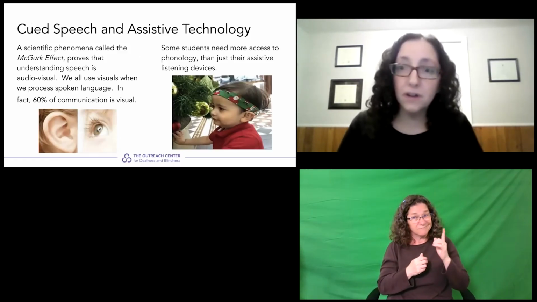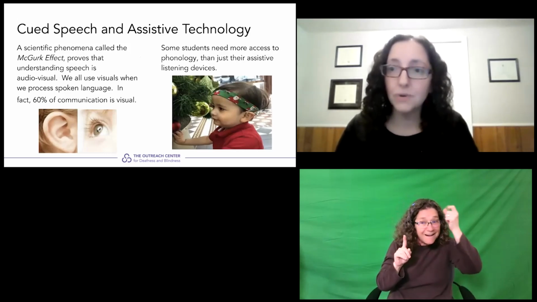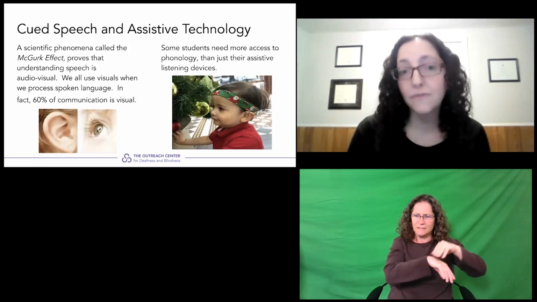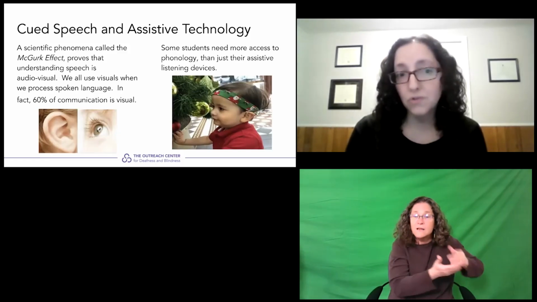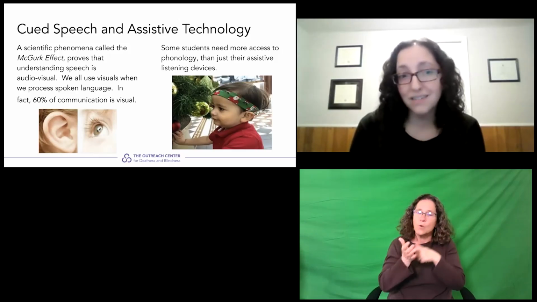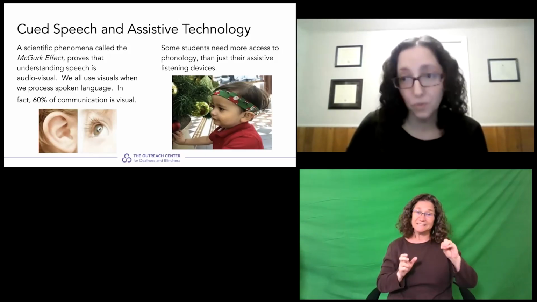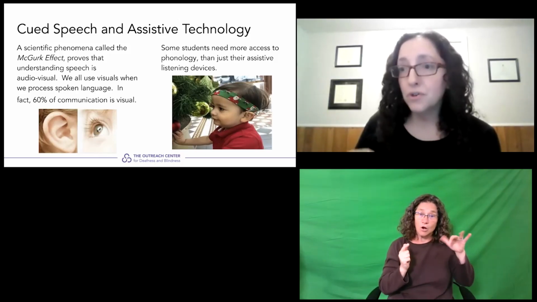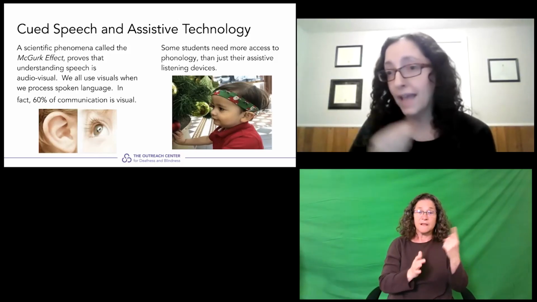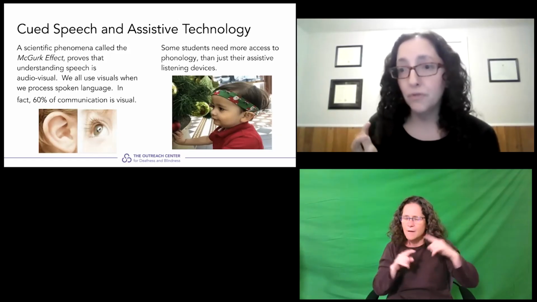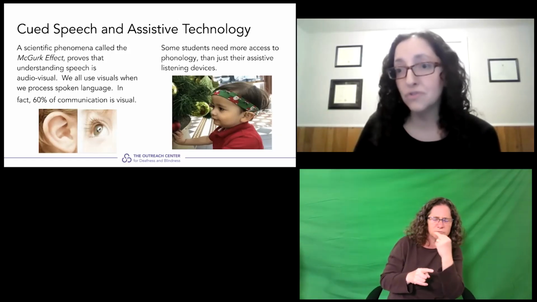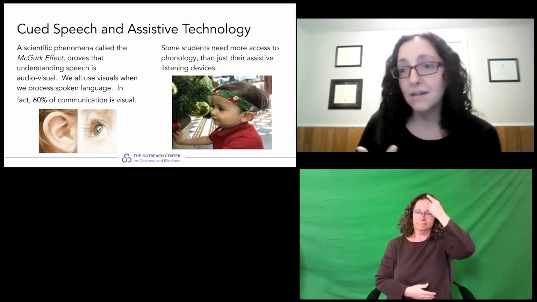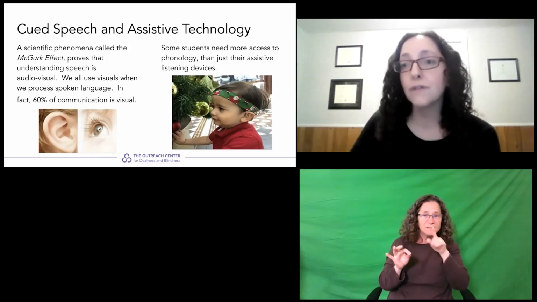But there is a scientific phenomenon, which is really well researched in linguistics, called the McGurk effect, which proves that understanding speech is audio-visual. We all use visuals when we process spoken language. And in fact, 60% of communication is visual for everyone. Basically what the McGurk effect shows is that if someone says one sound and then you see something else happening on the mouth, you reinterpret it as a different sound. It just shows that we're influenced by what we see. That speech and language is not an auditory process. It's an auditory visual process.